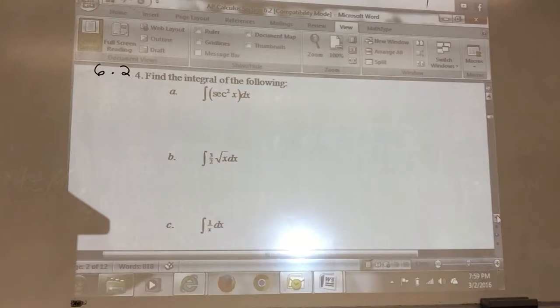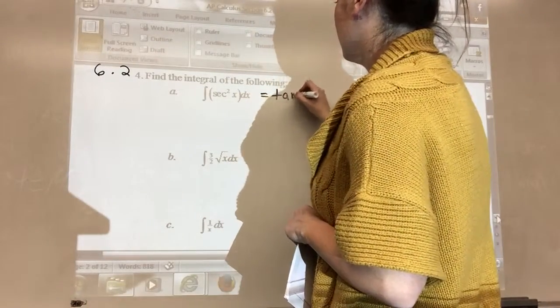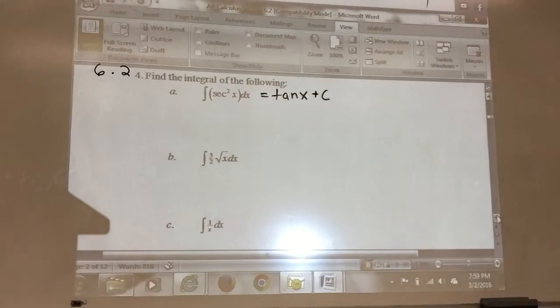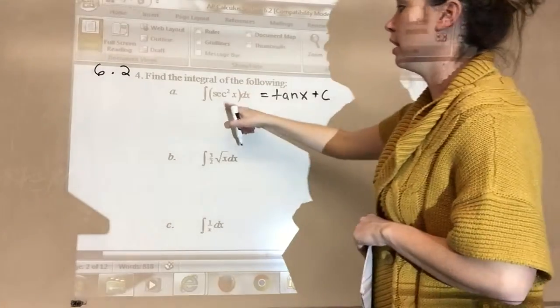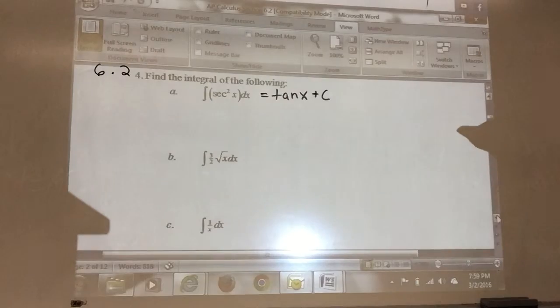Okay, so this is where you would probably want to pull out your notes, your neon sheet, and if we're going to take the integral of the secant squared, just look and find it on your neon sheet. Think to yourself, what derivative has the answer of secant squared? And when you think, oh, it's tangent, then you know the answer to this question. Okay, remember, it's just the opposite of the derivative. The derivative of tangent is secant squared, so the integral of secant squared is going to be tangent. Just don't forget the plus c.